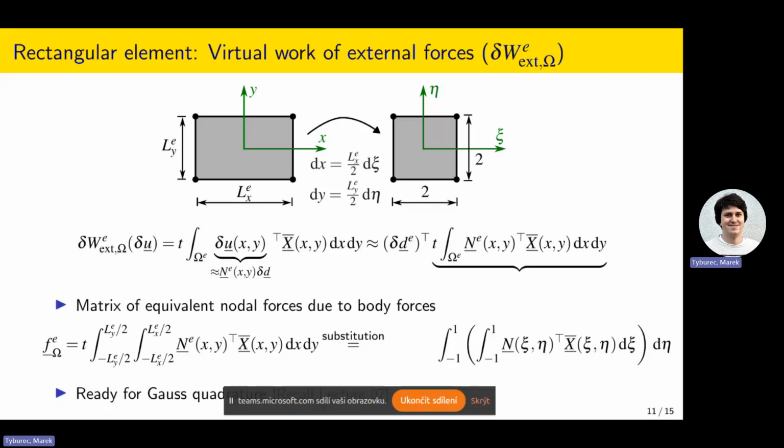And now we are ready for the Gaussian integration. So any questions before we proceed?